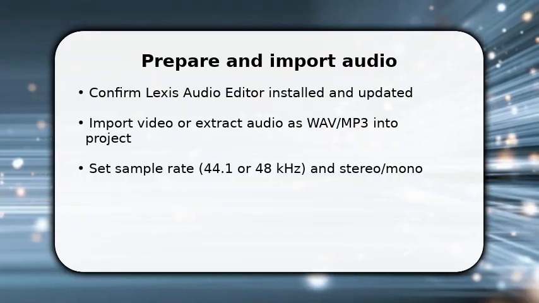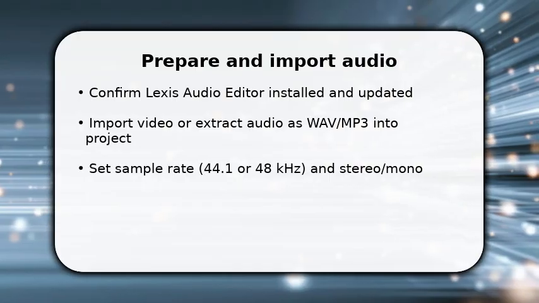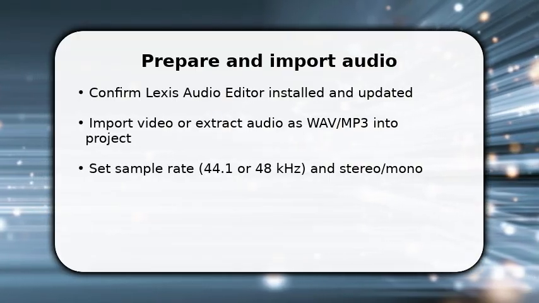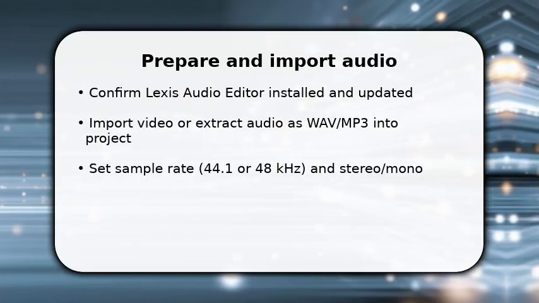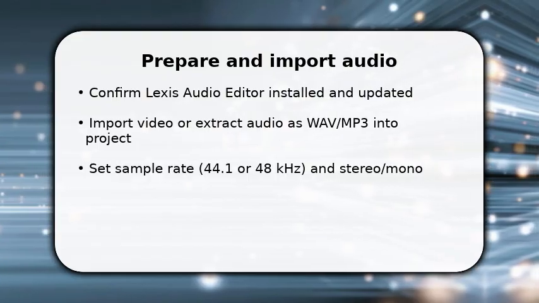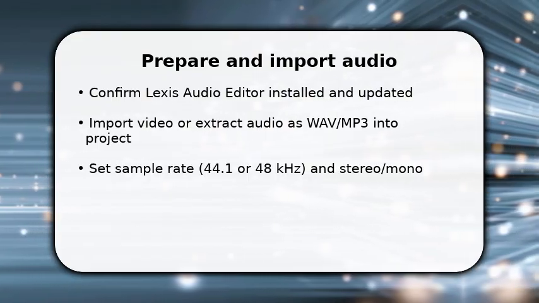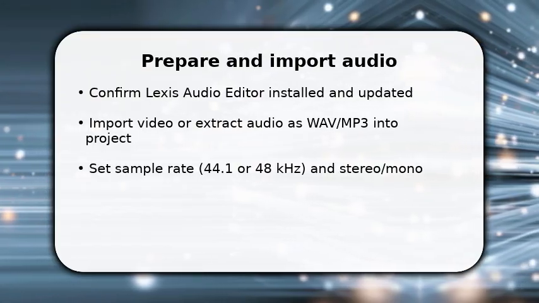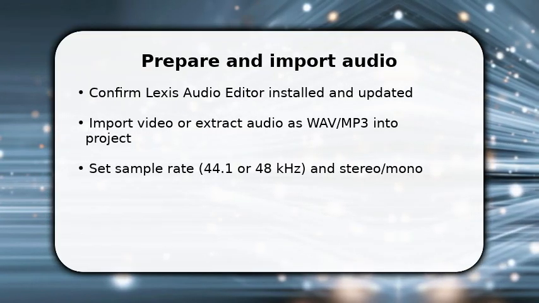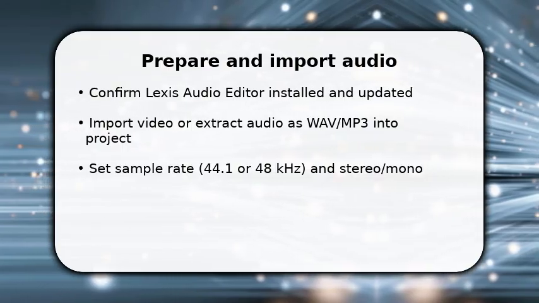You start by importing the clip. Open Lexi Audio Editor and load the video or its extracted WAV/MP3. Make sure the sample rate matches your project, 44.1 or 48 kHz, and choose stereo if you recorded 2 channels. Once imported, listen to 10-20 seconds to identify noise characteristics, constant hum, hiss, or intermittent clicks.